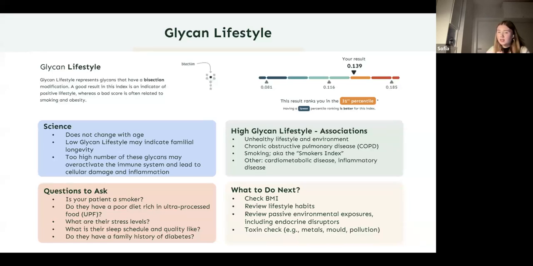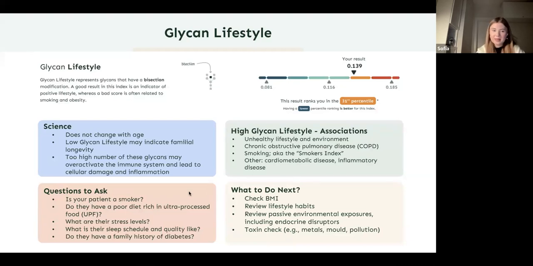The associations are very interesting for this one, I would say. So first is an unhealthy lifestyle and environment. This one is very responsive to the environment you're in. It is associated with chronic obstructive pulmonary disease, so COPD. It is very, very responsive to smoking, and we sometimes even call it the smoker's index because in 99% of cases it is very, very high. And again, this is associated with other diseases such as cardiometabolic disease and inflammatory disease.